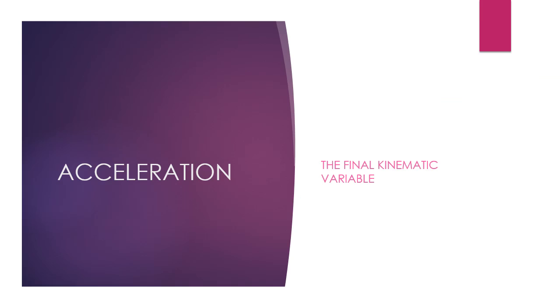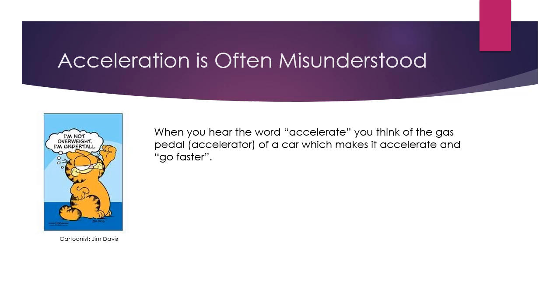And now we get to acceleration, which is the final kinematic variable. Acceleration is often misunderstood. When you hear the word accelerate, you think of things like the gas pedal in a car, which is the accelerator, and that's what makes it accelerate and go faster. The brakes, though, also provide acceleration in the other direction. You see, just like the gas pedal makes you accelerate and speed up, the brakes cause you to slow down.